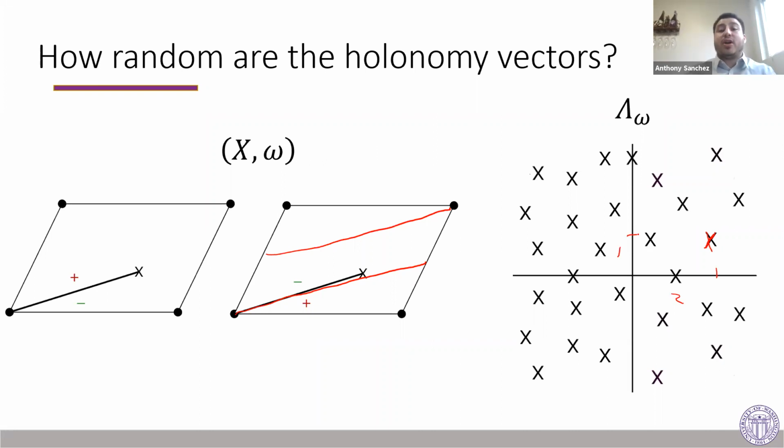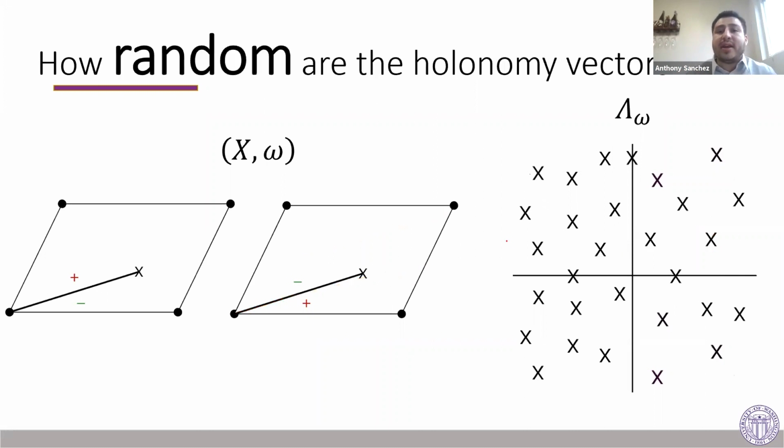And I'm interested in the collection of all of these holonomy vectors, and I want to understand how closely this discrete subset resembles a random set. And of course, this is a mathematics lecture, so everybody here read the slide like this. What do I mean by random? And so I'm going to walk us through a couple notions of randomness now.